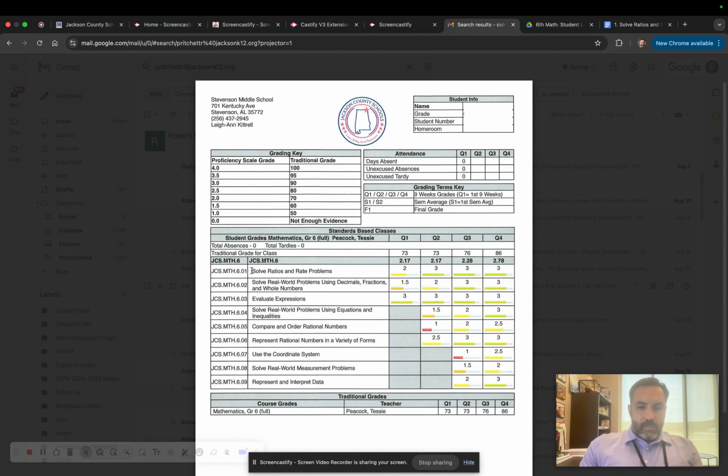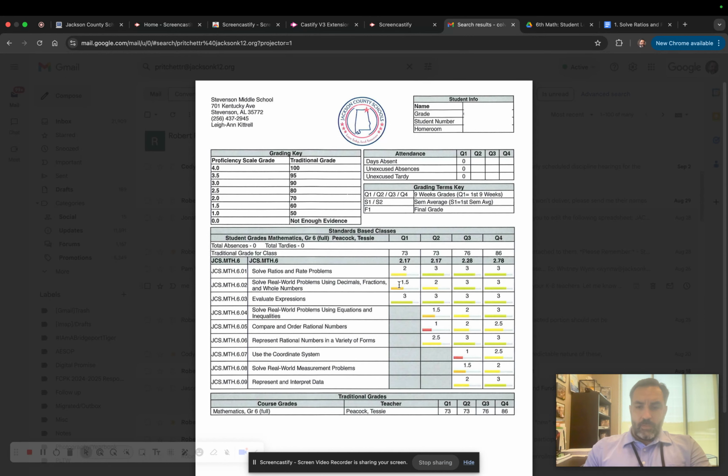But for scale 1, solving ratios and rate problems, what will happen is you'll look under Q1 for this first progress report. And under Q1, if this student is at a 2, then that'll show here, and then that's a 70. So for the first quarter here, they've gone through 3 scales. On scale 1, the student scored a 2, which was a 70.